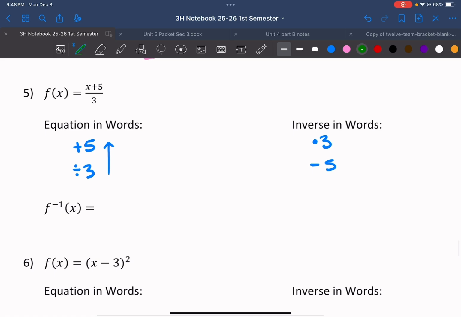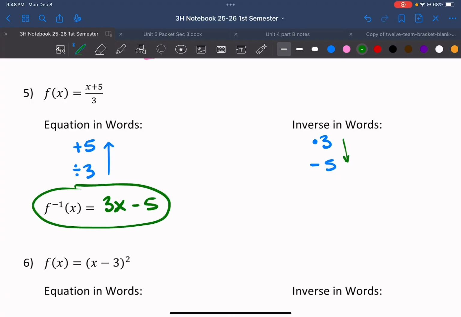Okay, then to write the inverse equation, we start with a blank x. We multiply it by 3. And we take all of that and we subtract 5 from it. Okay, that means this equation is the inverse of this equation. That's what we mean by this notation I'm circling in red. F of x, inverse equation x.